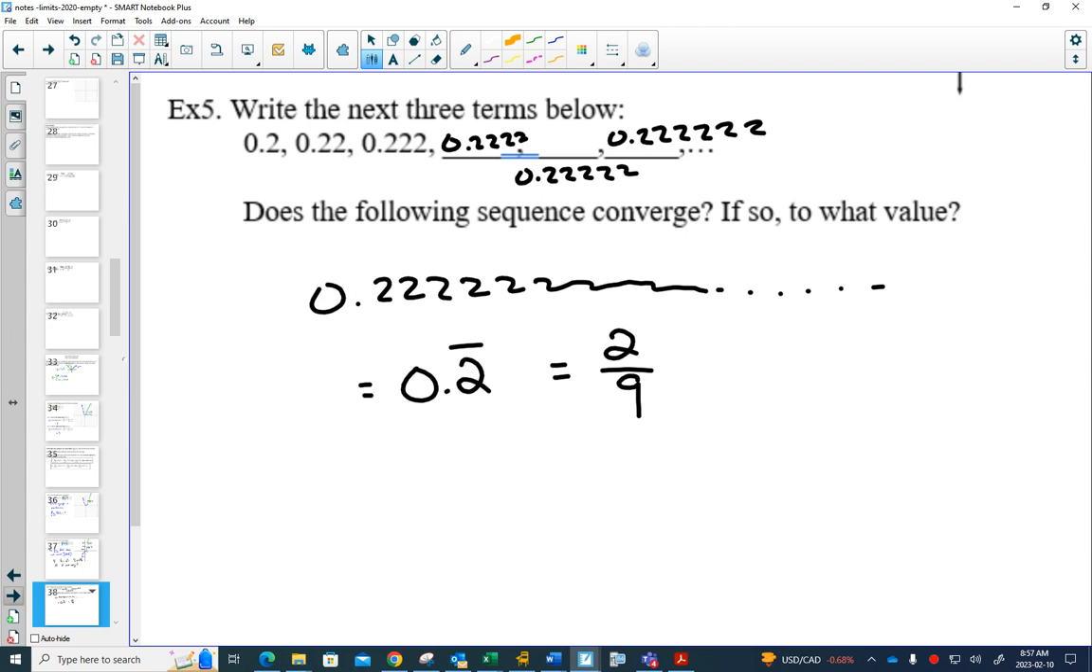And so this sequence would get closer and closer to 2 over 9. Did you know that 1 over 9 was 0.1 repeated? Anything over 9 is that number repeated. So 1 over 9. Did you know 3 over 9, which is 1 over 3, was 0.3 repeated? And 4 over 9 would be 0.4 repeated.